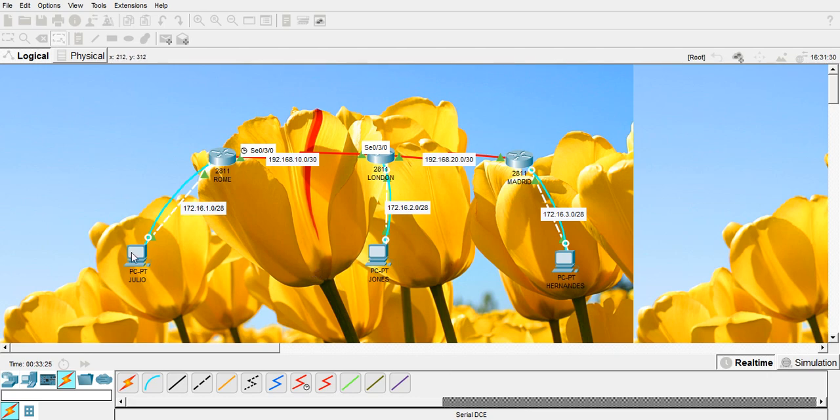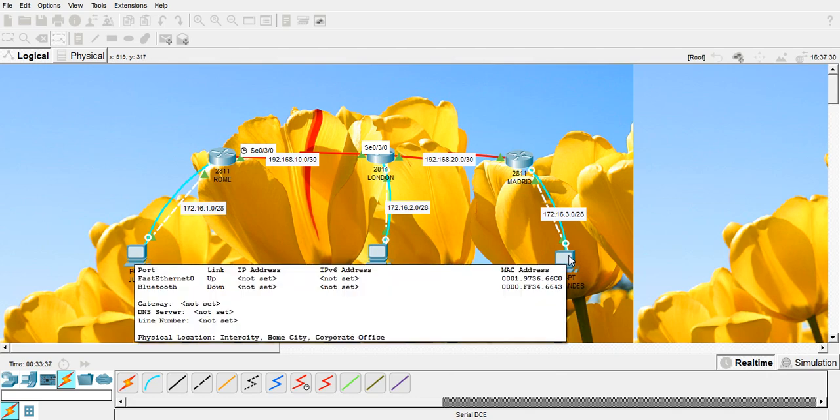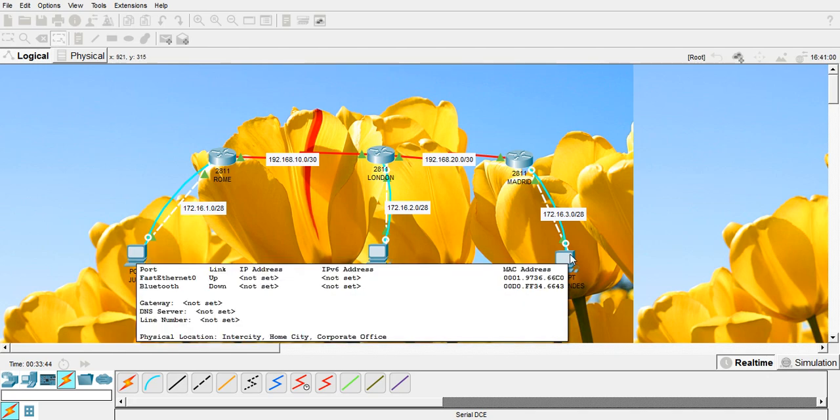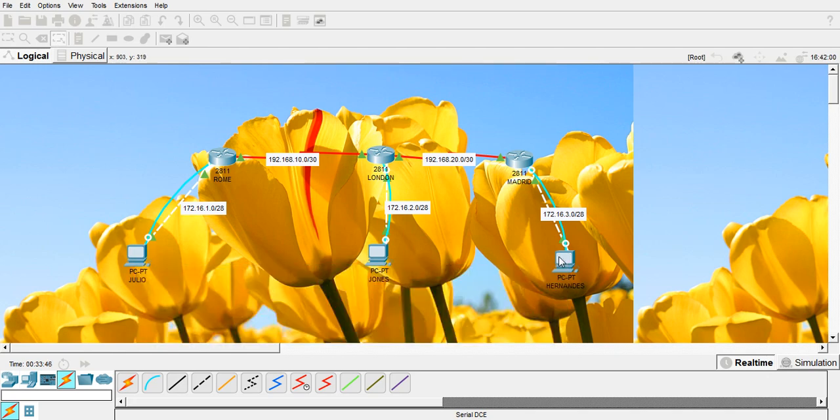Okay? So, now, with this configuration, we should be able to ping from this PC to this PC after giving it an IP address. We've not set the IP address yet. Okay? Good. So this is where we'll call it a day.